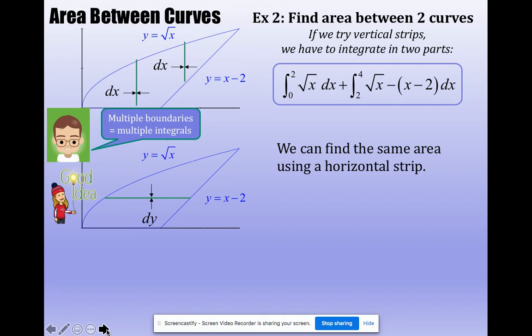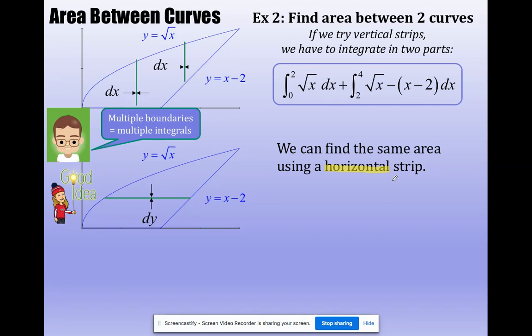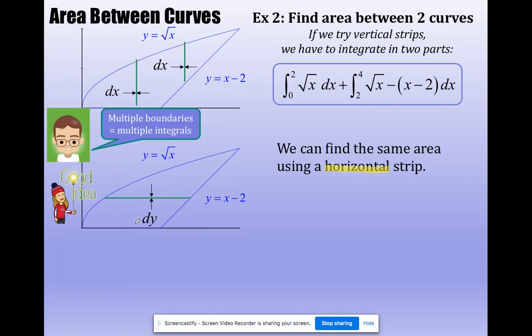However, what if I do horizontal strips? If I do horizontal strips, notice when I click and drag this, the boundaries don't change. Boundary always on root x, boundary always on x minus 2. And again, the third boundary is the x-axis, which it would say in the words.